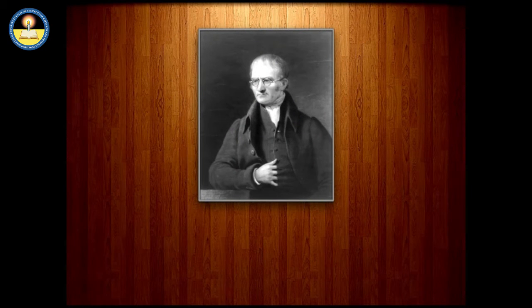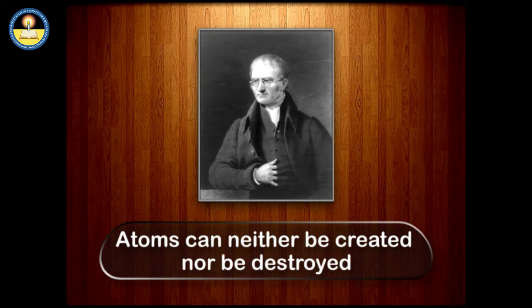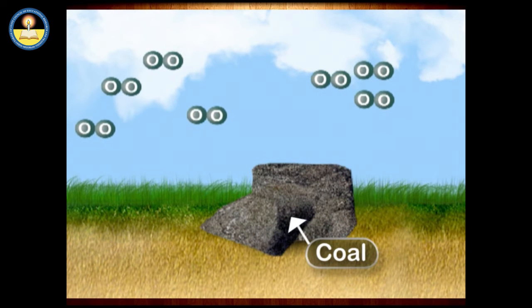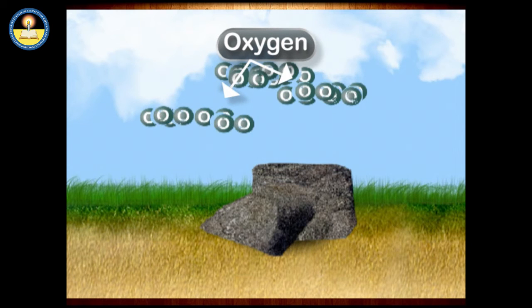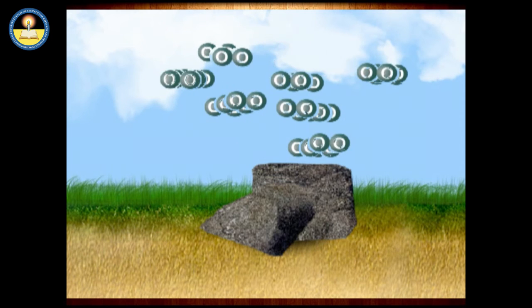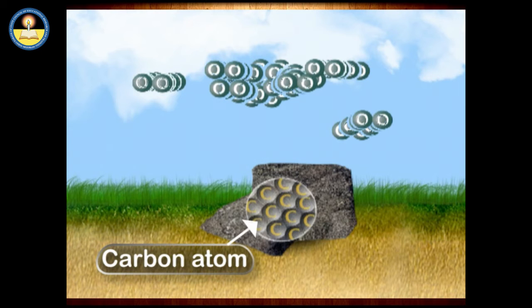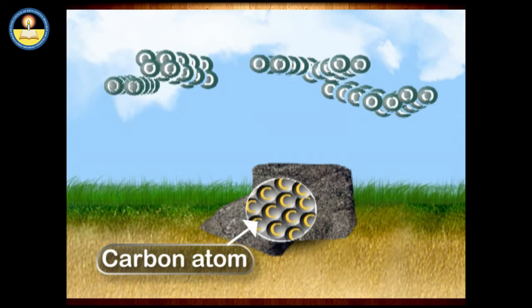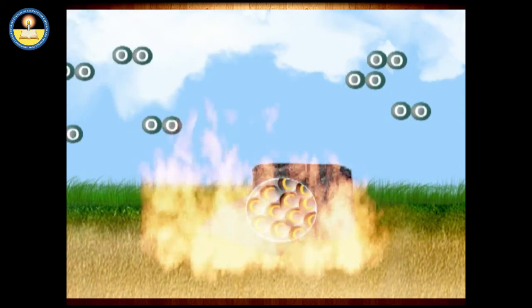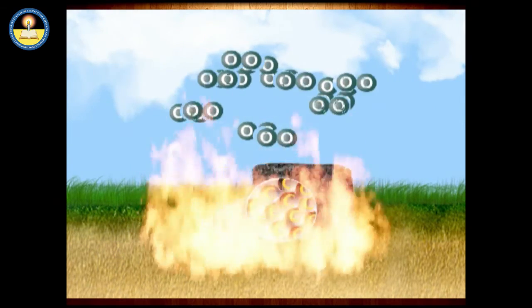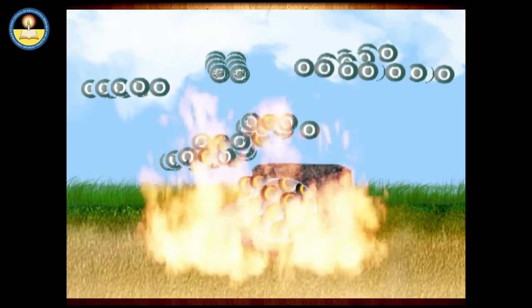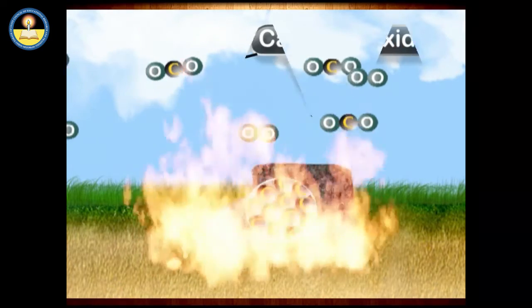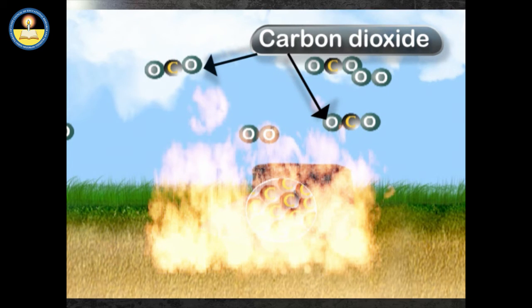According to Dalton's atomic theory, as we know, atoms can neither be created nor be destroyed. Let's see what it means. Let's take a look at coal. Oxygen molecules are present in our atmosphere in gaseous form. We are all aware that coal is made up of carbon atoms. When coal is heated, the carbon atoms present in it go into gaseous form. These carbon atoms combine with oxygen in the atmosphere to form atmospheric carbon dioxide.